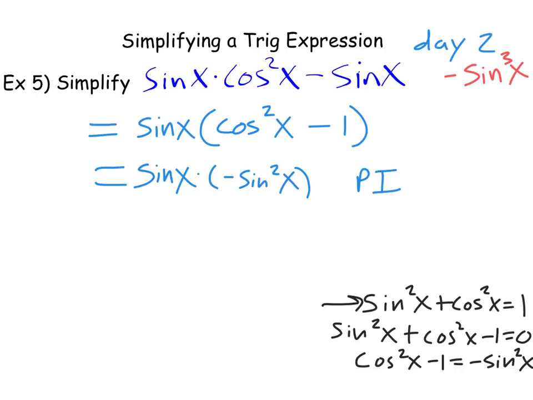Every time I do use an identity, for that step you should cite it. Pythagorean identity is a lot to write out, so if you just say PI, I know what you're talking about. That substitution that you made was justified by one of our Pythagorean identities. Multiplying these together, I get negative sine cubed, and done. Remember, we peeked in the back of the book and saw that's what we needed to get to. That expression has been fully simplified.